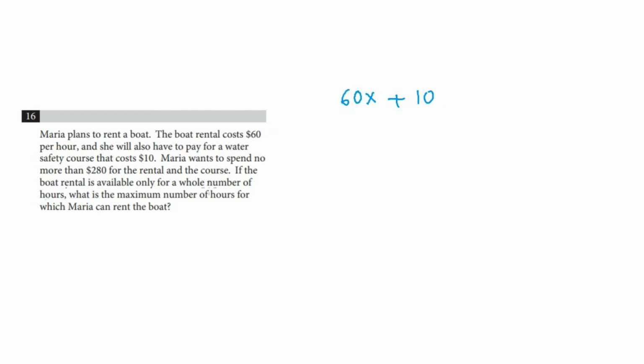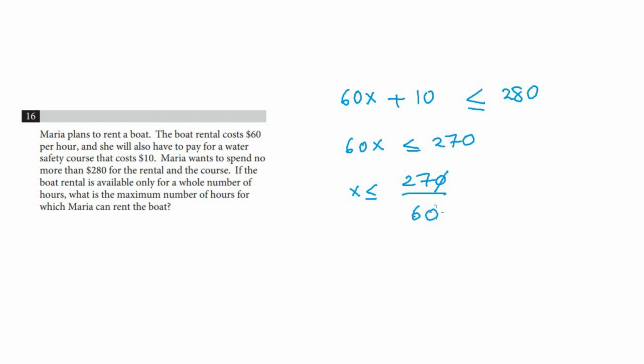Now it is given that Maria wants to spend no more than $280. So this has to be less than or equal to 280. No more than means not more than 280, so less than or equal to 280. We will solve this for x. So 60x is less than or equal to 280 minus 10, that will be 270. So x is less than or equal to 270 divided by 60.